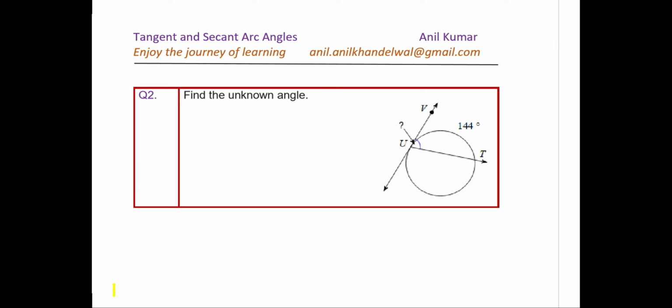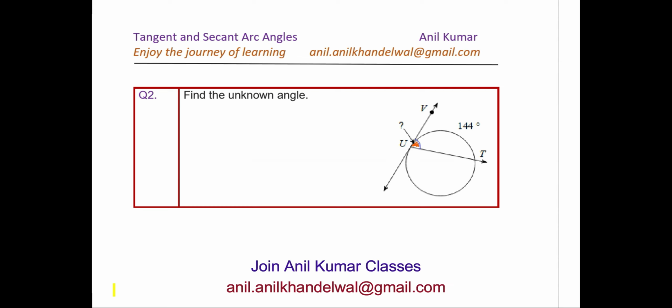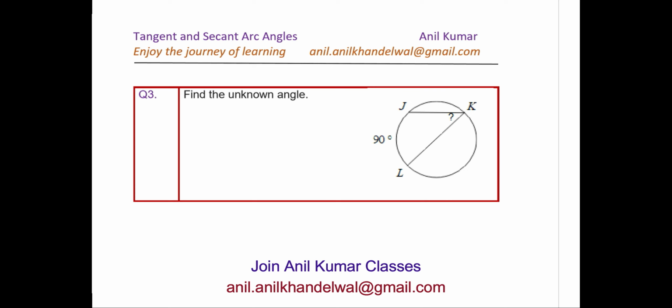This time you have to find the angle. You are given the arc, correct? So the length arc angle, it is half of it. So measurement of this angle, this is the angle we are trying to find, is equal to 144 degrees divided by 2, correct? So it is 72 degrees. Question number 3. So clearly this angle is half of 90, so that has to be 45 degrees.